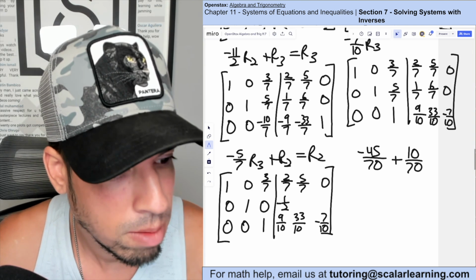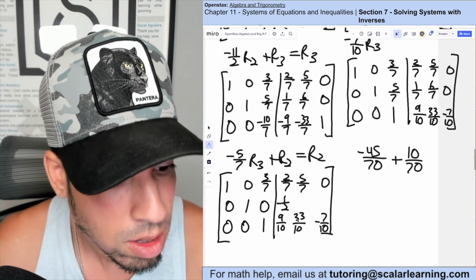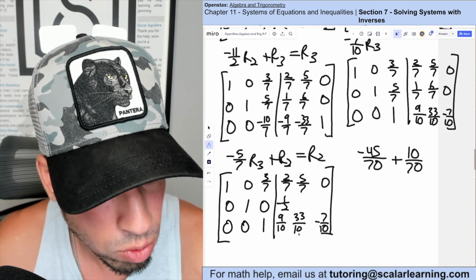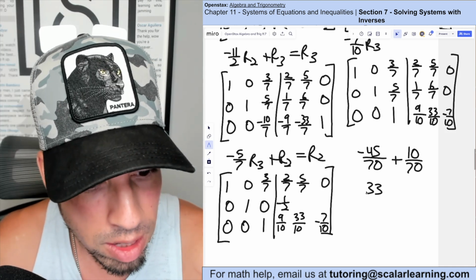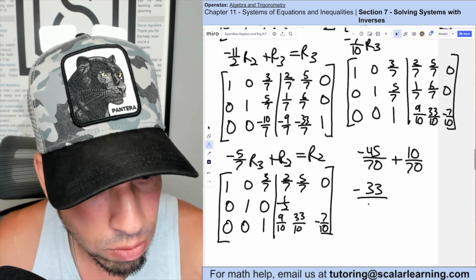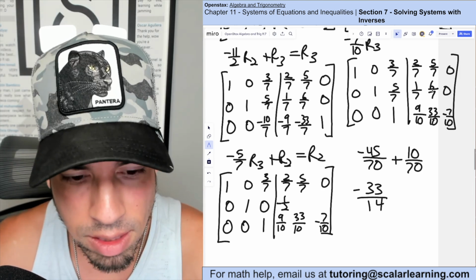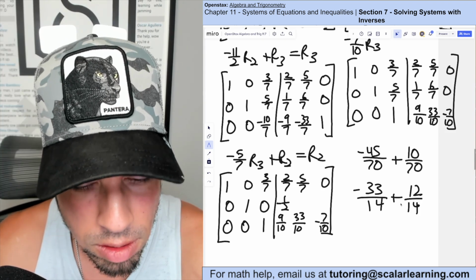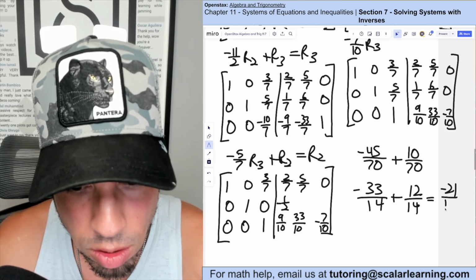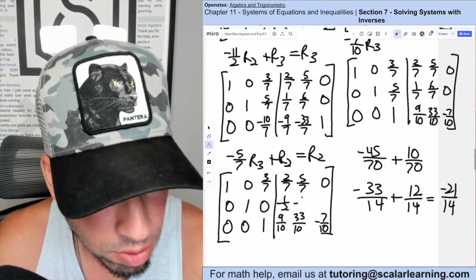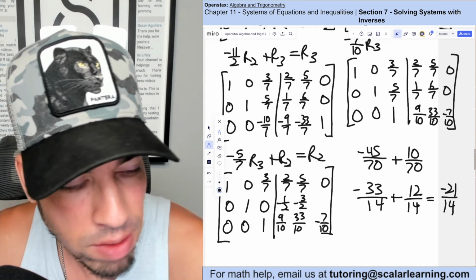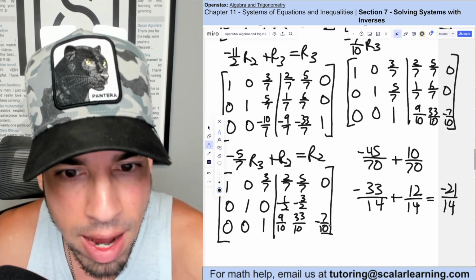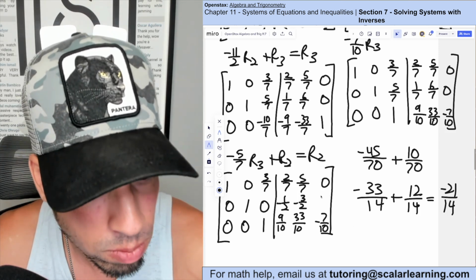Cool. Negative 5/7 times 33 over 10 is going to be, let's see, negative 33 over 14. And then we're adding that to 6/7, which is the same as 12/14. And that's going to give us negative 21 over 14, which is the same as negative 3/2. And then we got negative 5/7 times negative 7/10. The 7s are going to cancel out, and that's going to be 1/2. And then 1/2 plus 0 is 1/2.